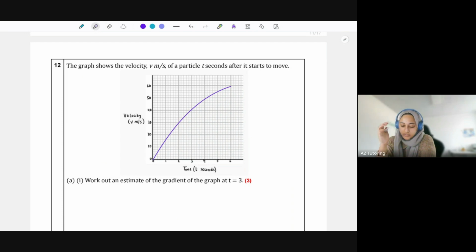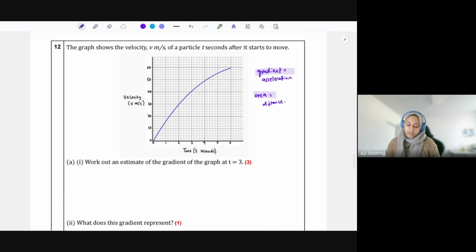The graph shows the velocity of a particle t seconds after it starts to move. So it's a velocity time graph, and there's two important things you need to know about a velocity time graph. The gradient is acceleration, and the area under the curve is the distance traveled. Those are the two most important facts you need to know about velocity time graphs. This is not the same for a distance time graph. It says work out an estimate of the gradient of the graph at t equals 3.